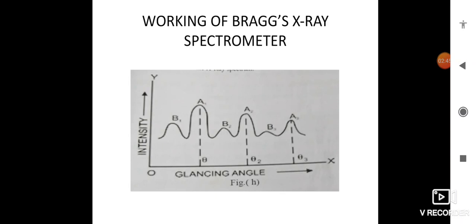are noted respectively. For example, for first order n equals 1, 2d sin theta equals n lambda. If n equals 1, 2d sin theta equals lambda; n equals 2, 2d sin theta equals 2 lambda; and n equals 3, 2d sin theta equals 3 lambda. The average value of lambda gives the wavelength of the X-ray.